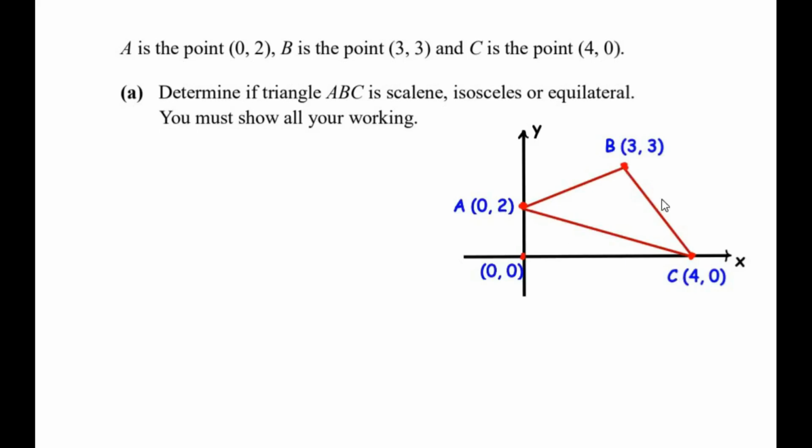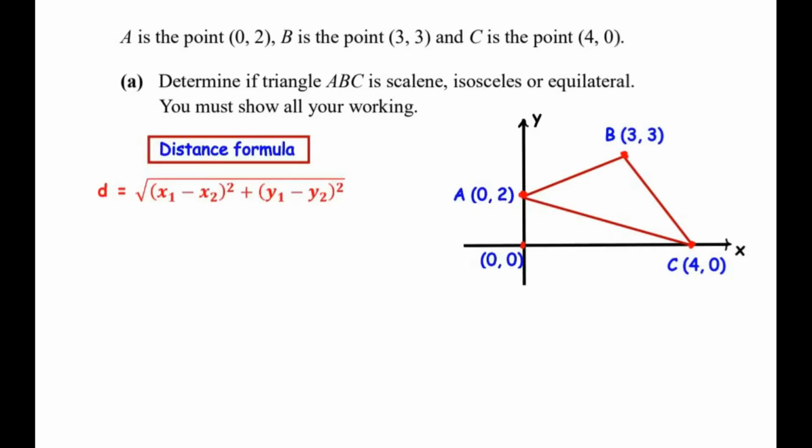So to determine if this triangle is scalene, isosceles or equilateral, we have to make use of the distance formula to find the length of the sides. So let me write the formula here. The distance formula is given as d, that is the distance, is equal to square root of (x1 minus x2) the whole square plus (y1 minus y2) the whole square. Now making use of this formula, let us find out the length AB.